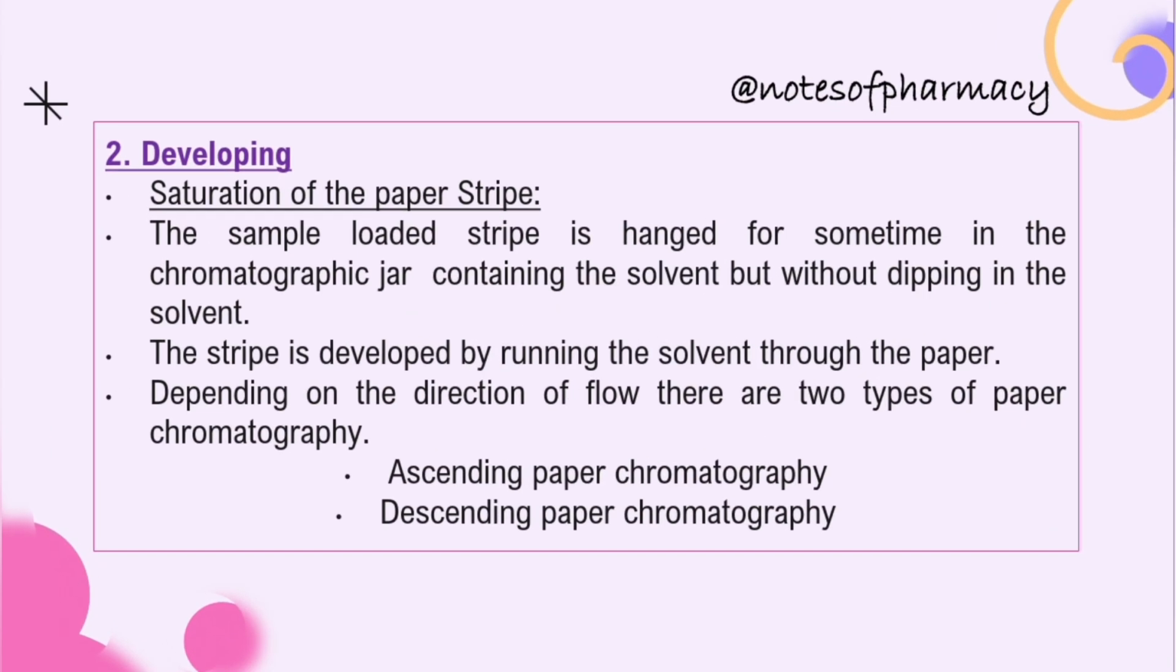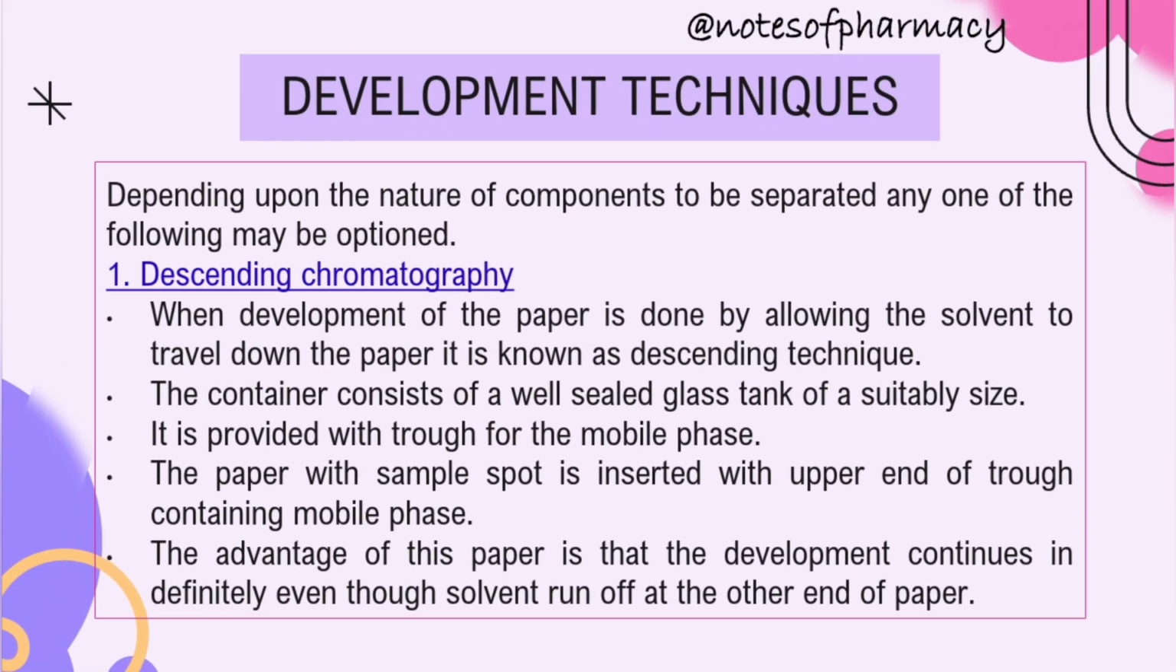The next one, developing method. In this, saturation of the paper strip is involved. The sample loaded strip is hung for some time in the chromatographic jar containing the solvent, but without dipping in the solvent. The strip is developed by running the solvent through the paper. Depending on the direction of the flow, there are two types of paper chromatography: ascending paper chromatography and descending paper chromatography.